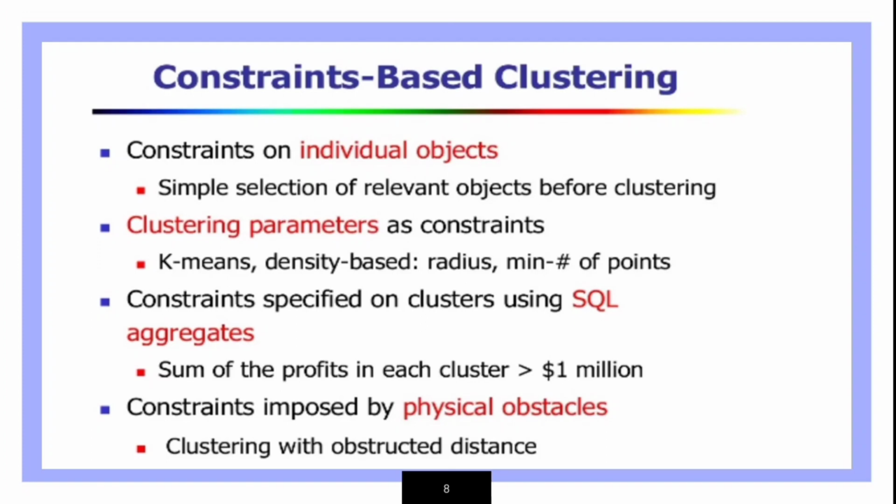Here for clustering parameters we use algorithms like k-means and density based, and then for constraints specified on clusters we use SQL aggregates, which is then followed by the constraints which are imposed by physical obstacles, where we use obstructed distance for clustering.